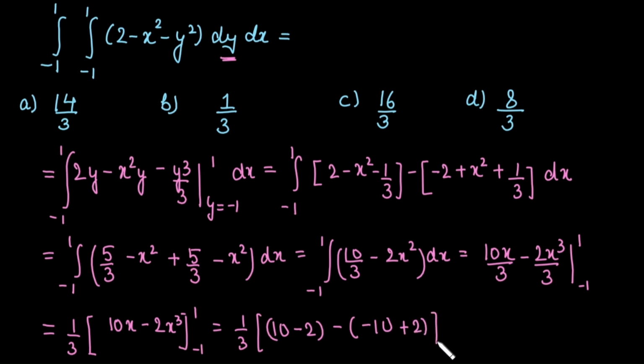2. This is equal to 1 by 3. 10 minus 2 is 8, and in this case is minus 8 and one negative sign is outside. It means plus 8, and this is equal to 16 by 3. Hence option C is correct.